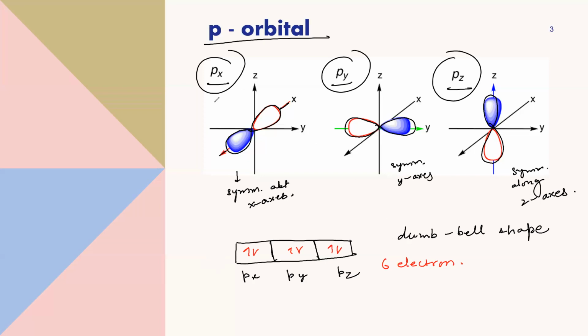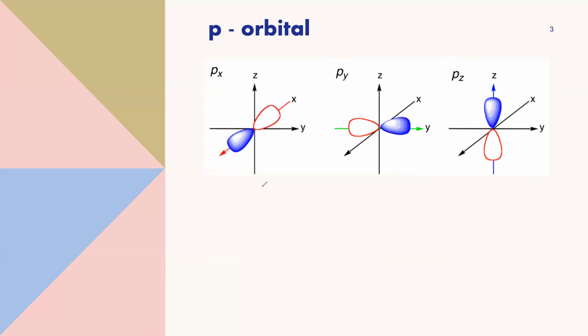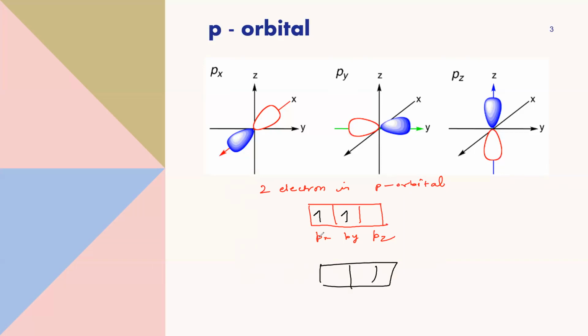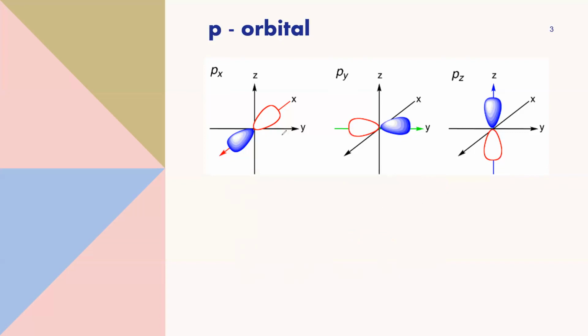Suppose I say a p orbital has 2 electrons. 2 electrons in a p orbital. So how to fill that? Again, just make up the shape. So this is my px, this is my py, and this is my pz. So I have to fill 2 electrons. So 1 electron in this and 1 in this. Okay. So don't do like this, 2 in the first. This is wrong. You have to fill singly first, and then you need to do the pairing.